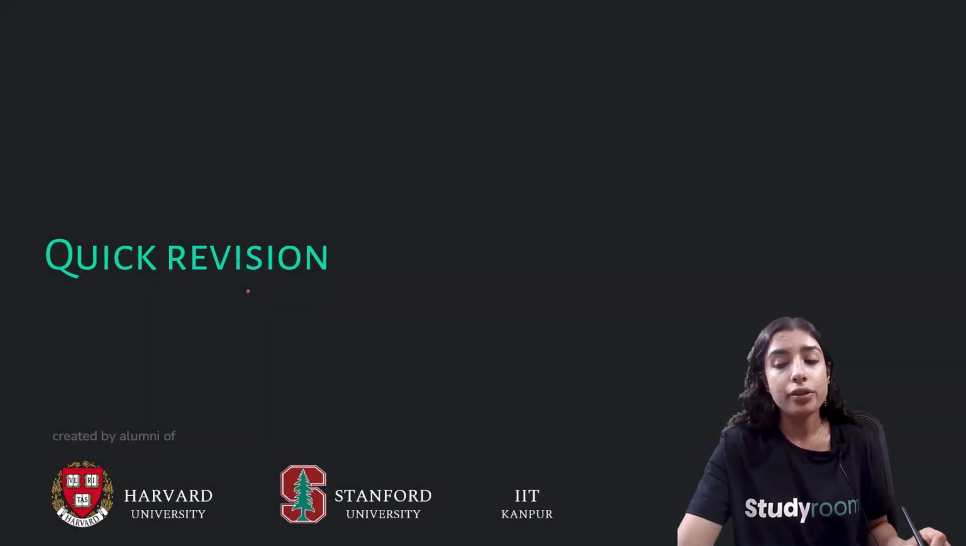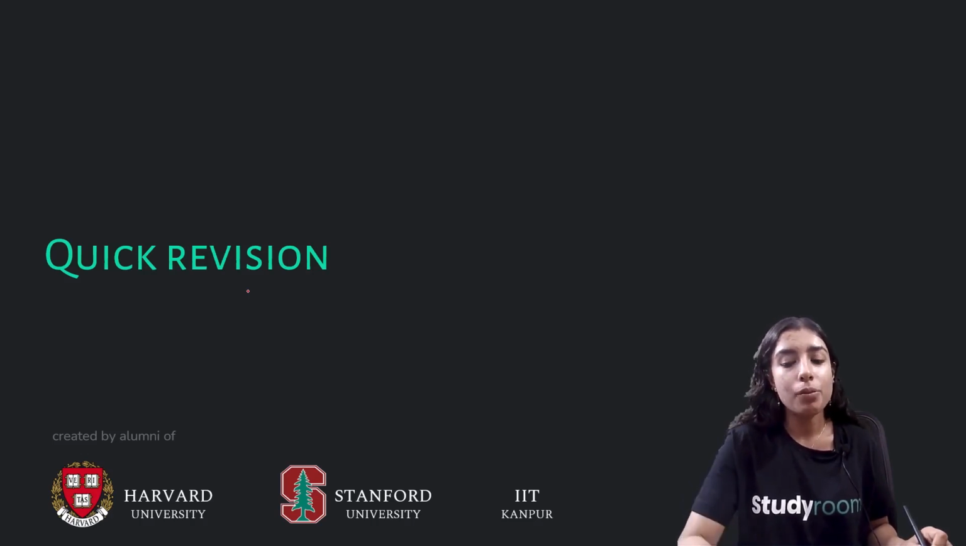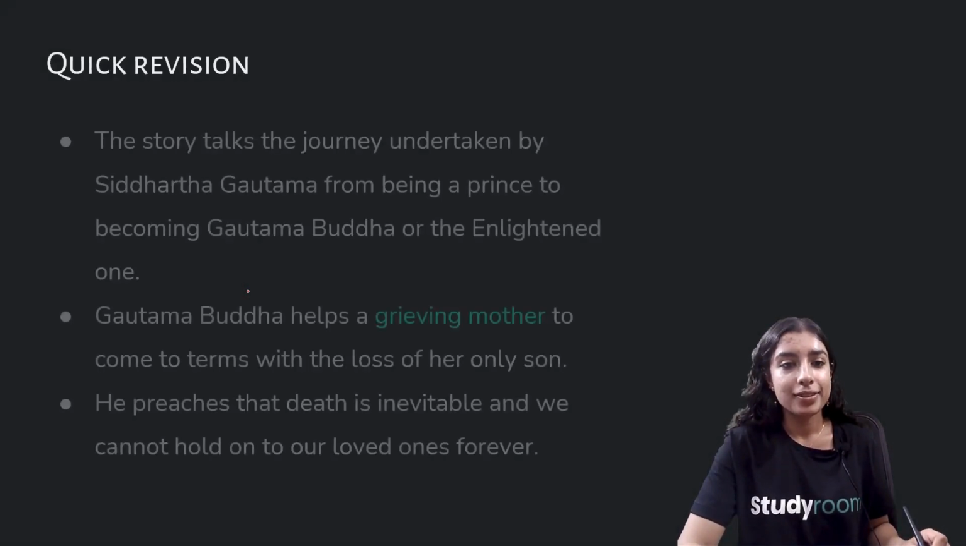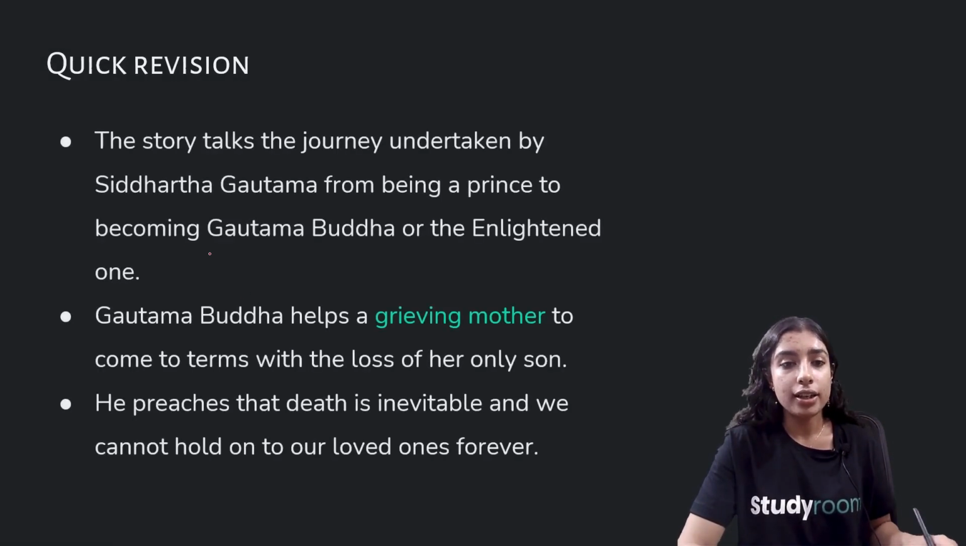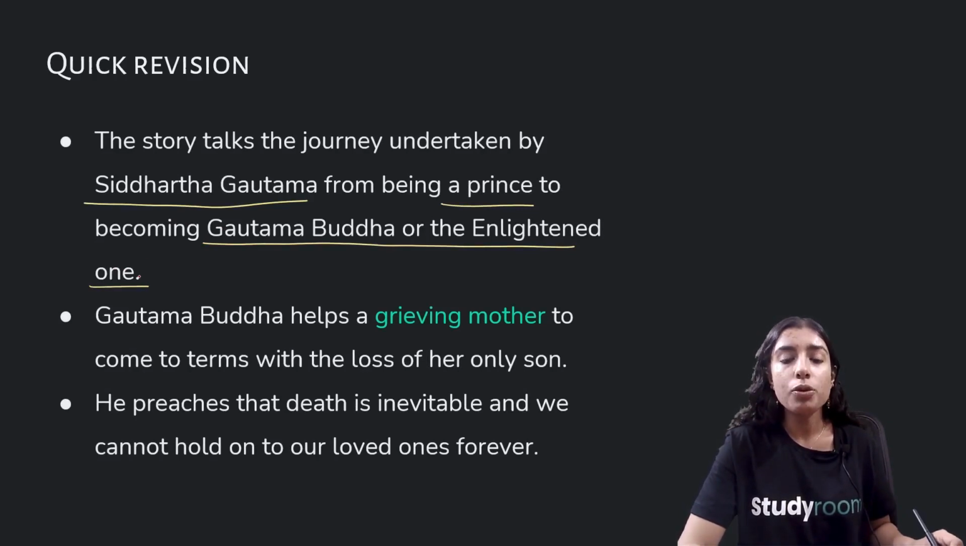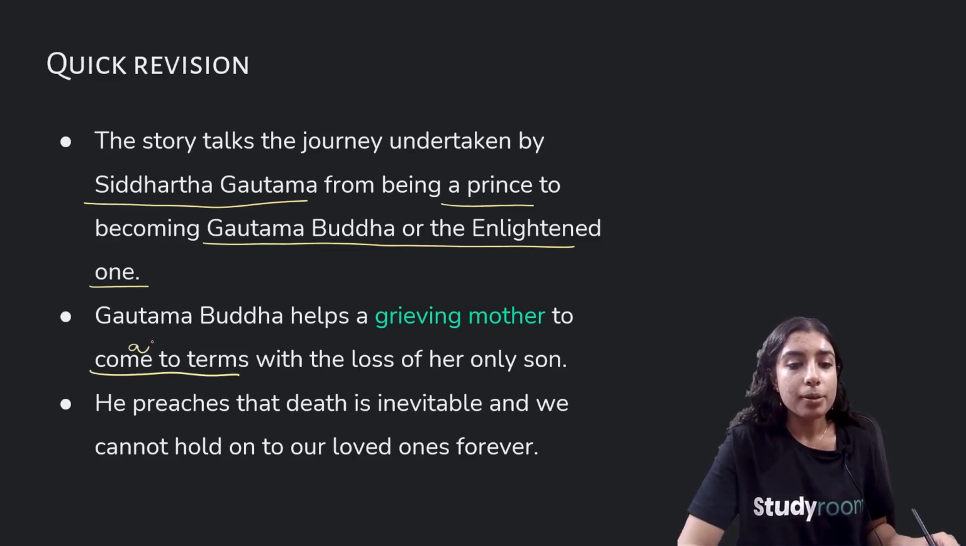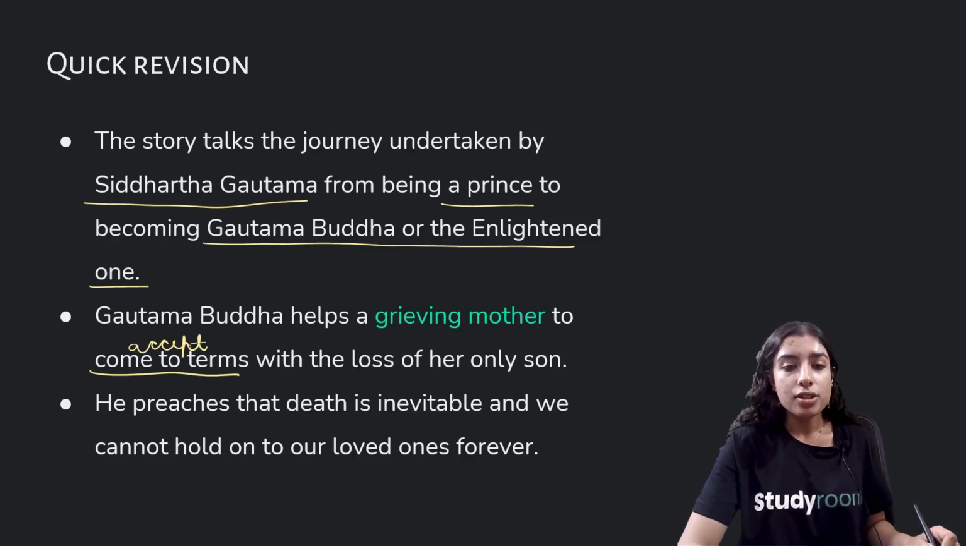Let's now go through a quick revision to make sure that we retain whatever we have learned in this chapter. So let's revise. The story talks about the journey undertaken by Siddhartha Gautam from being a prince to becoming Gautam Buddha, the Enlightened One. Gautam Buddha helps a grieving mother to come to terms, that is, to accept the loss of her only son. He preaches that death is inevitable and we cannot hold on to our loved ones forever.